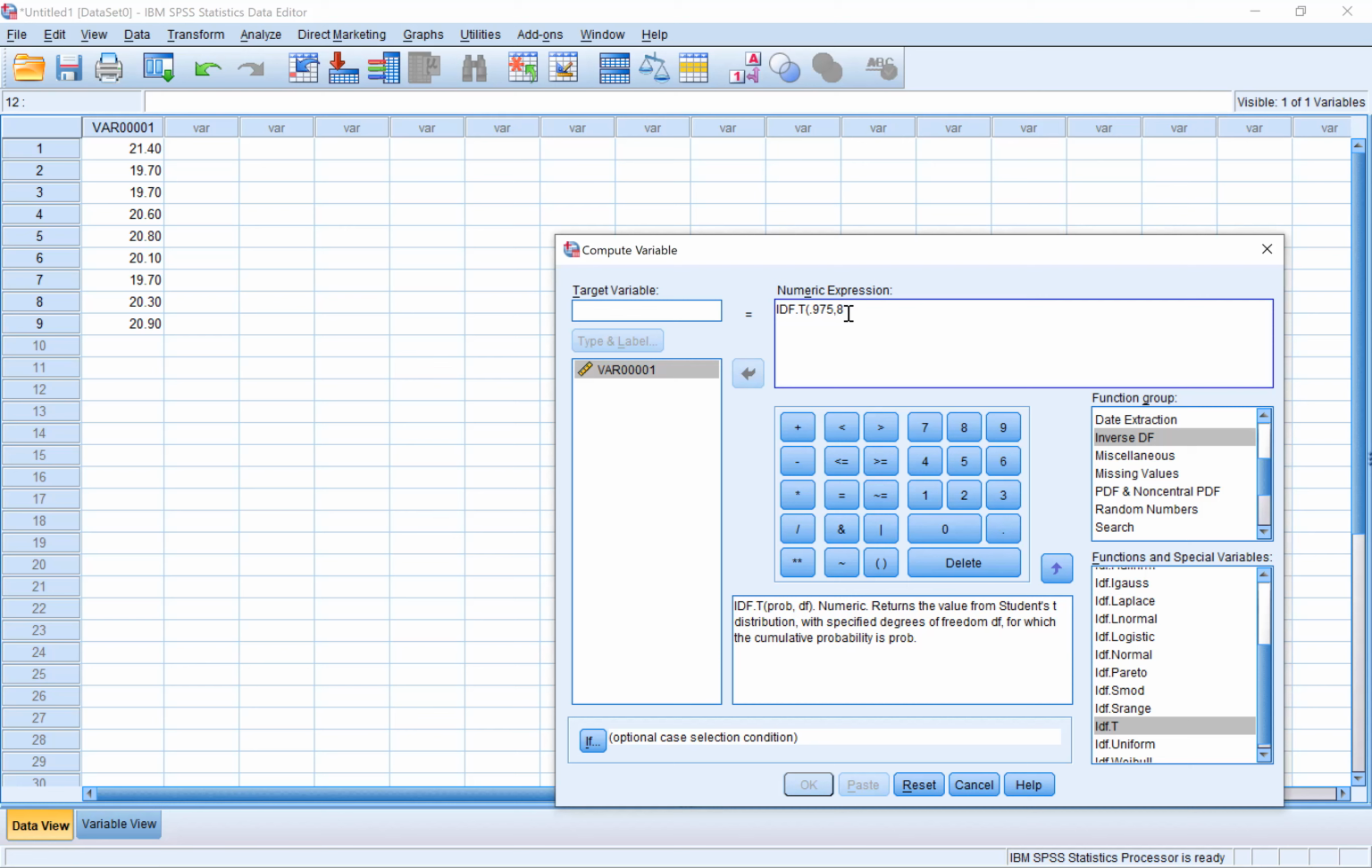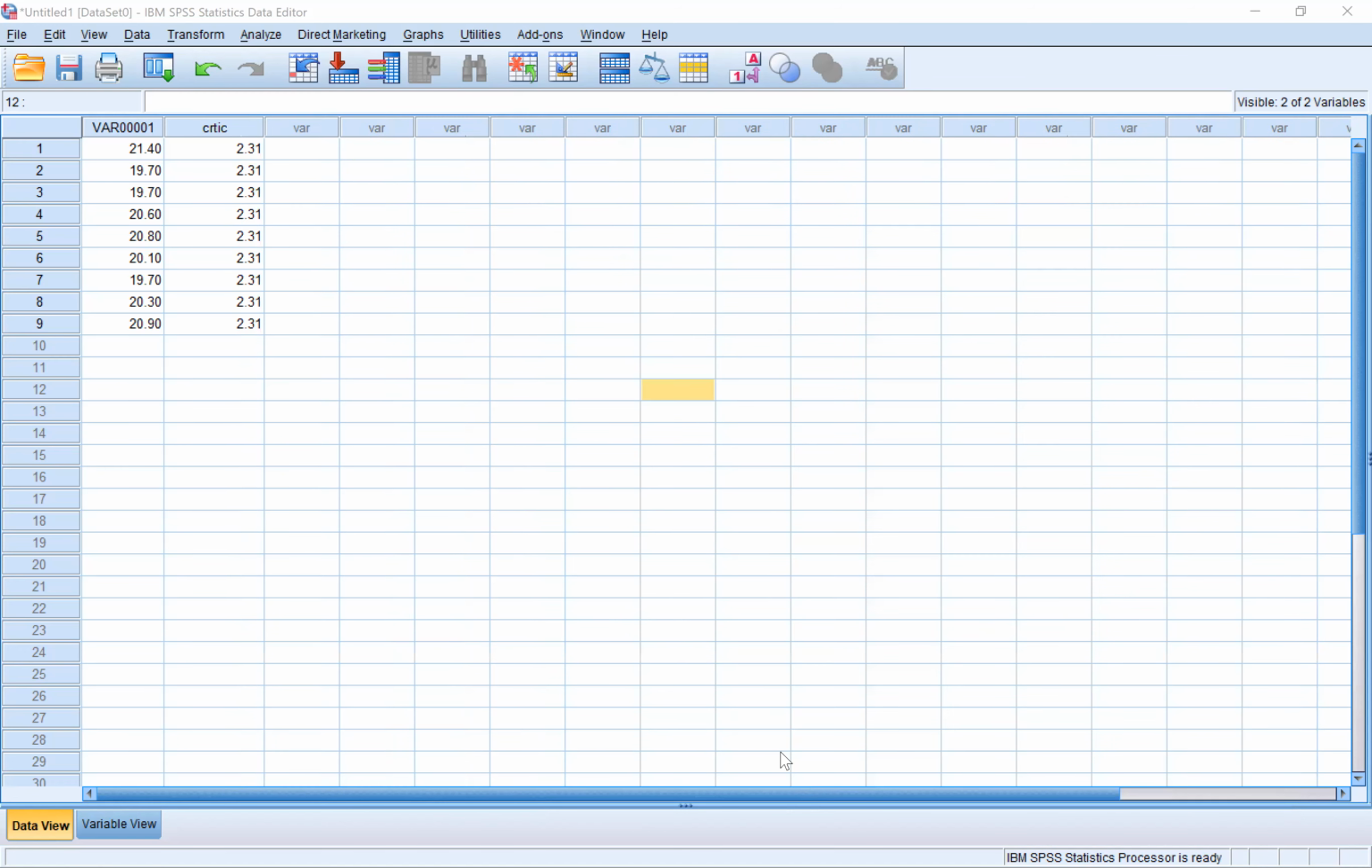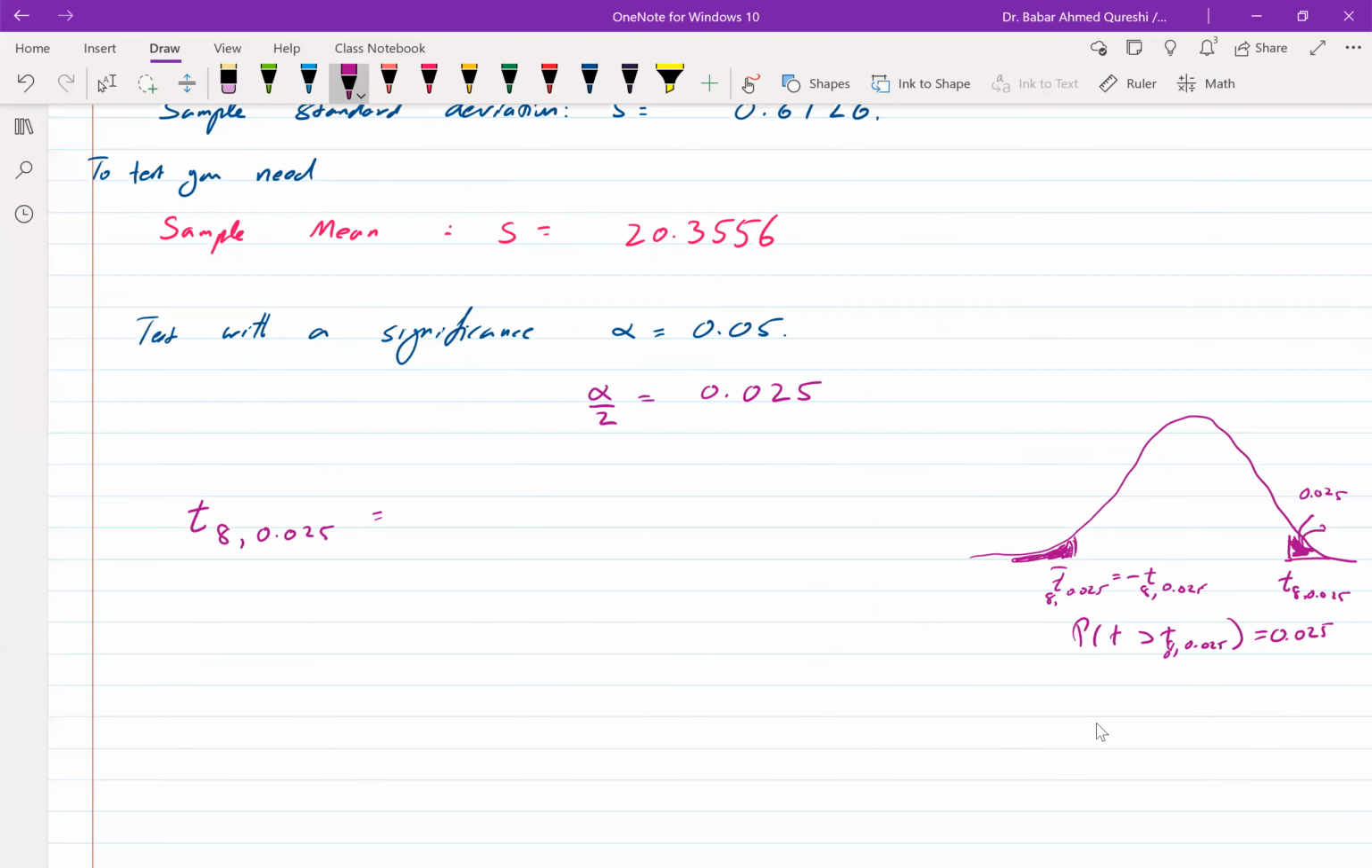Which are 8. Let me write a target variable, critical. So I get the answer 2.31. So this is 2.31.